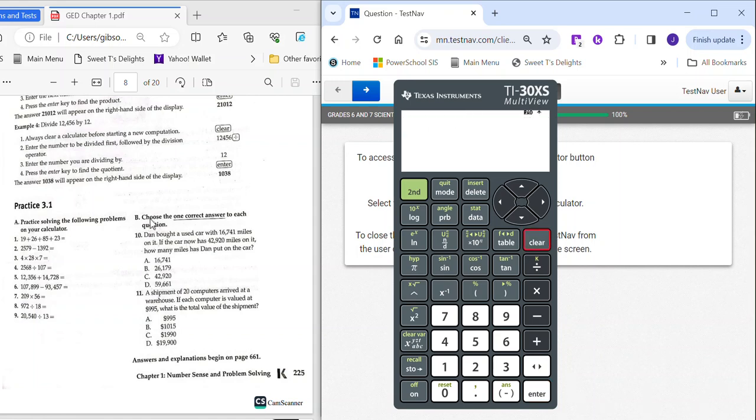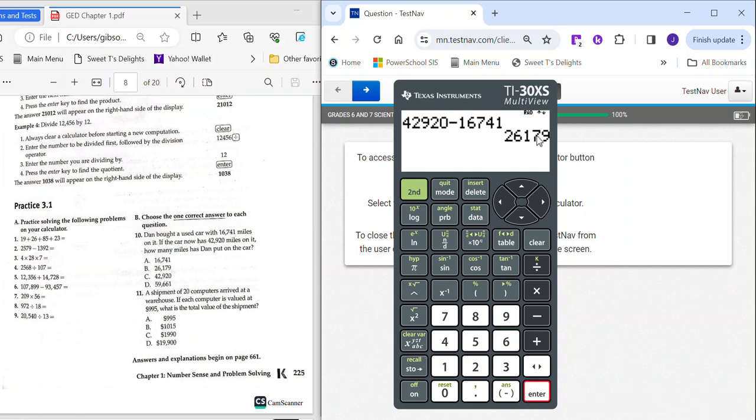Clear that out. Now number 10, and we're starting for number 10 the directions for number 10 and 11. It says choose the one correct answer to each question. Dan bought a used car with 16,741 miles on it. If the car now has 42,920 miles on it, how many miles has Dan put on the car? So we'll take the current mileage, which is 42,920, minus the mileage it was on the car when he bought it, which is 16,741.